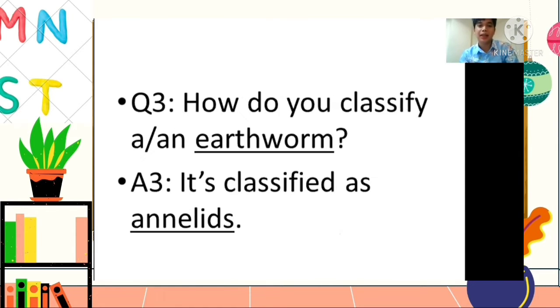Very good. And for the third sentence structure, I'm going to say, how do you classify an earthworm? And you're going to say, it's classified as annelids. Okay, vertebrates.